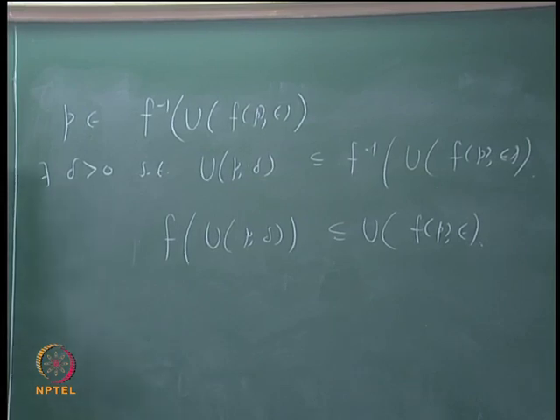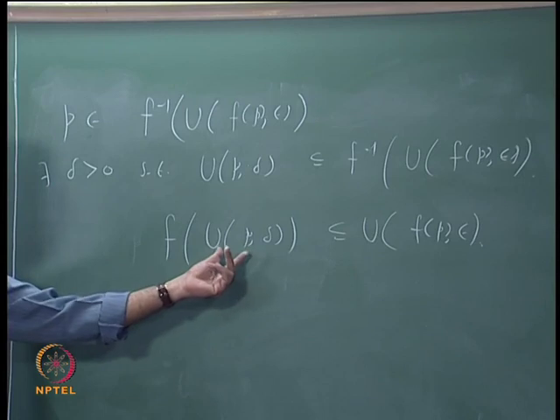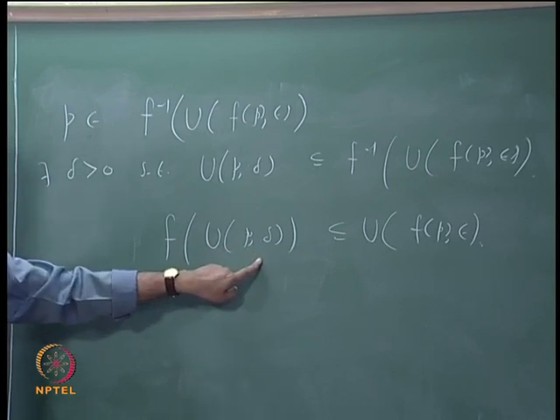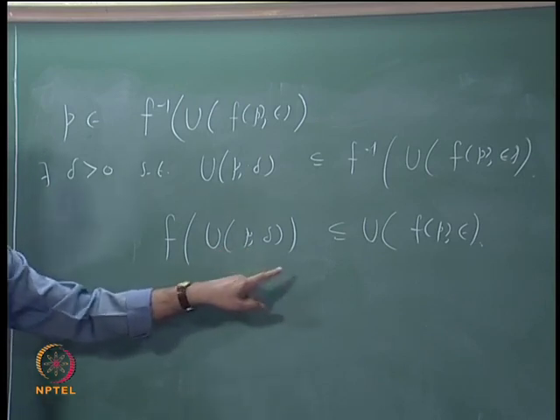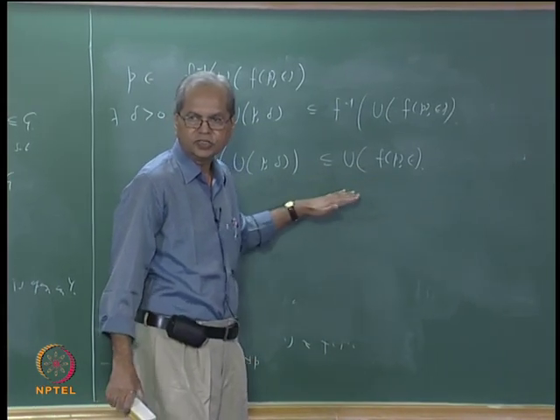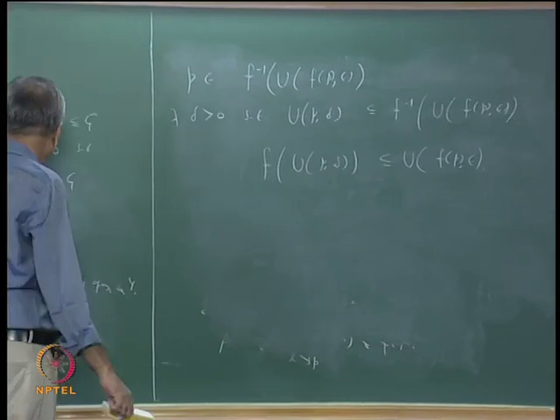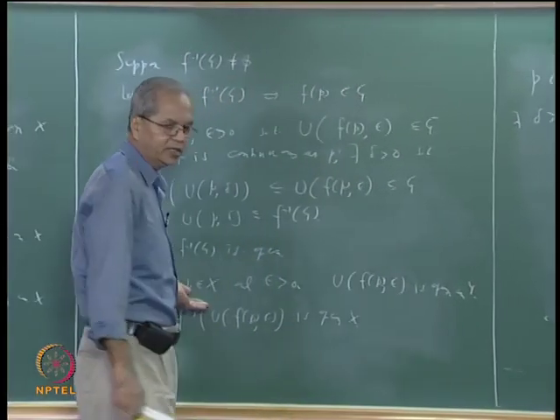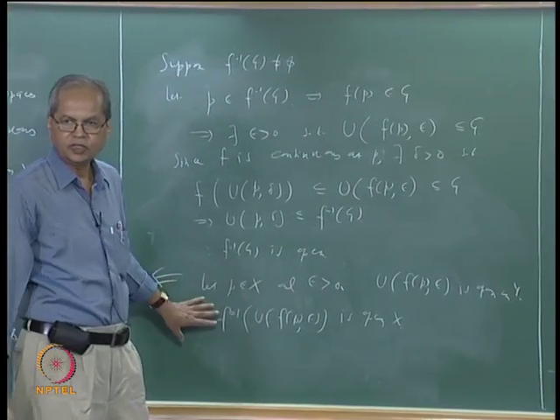And this means that whenever the distance between x and p is less than delta, the distance between f(x) and f(p) is less than epsilon. That is the same as saying that f is continuous at p, and since p was an arbitrary point in X, f is continuous everywhere in X.